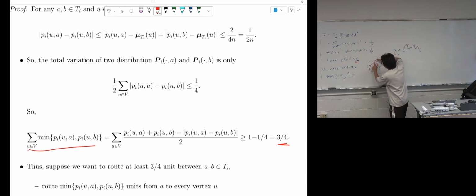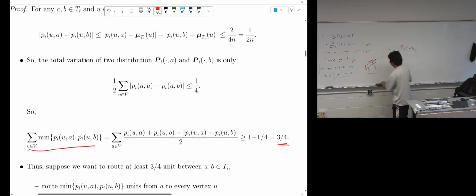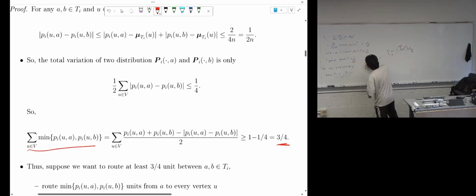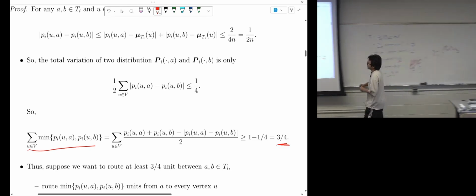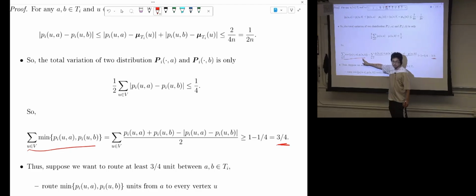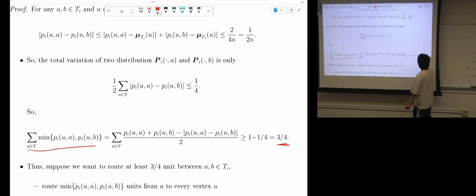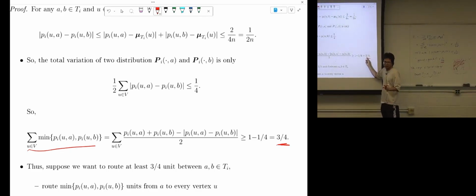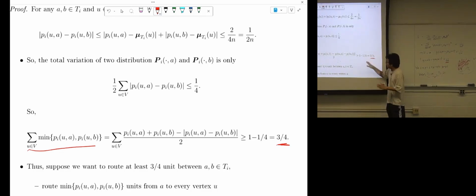And I can do this from A to B for every node U. For each node U, I send this minimum of these two. Then in total, if I do this for every node U, I can send this much flow from A to B, which is still big, close to 1, and with congestion 1.